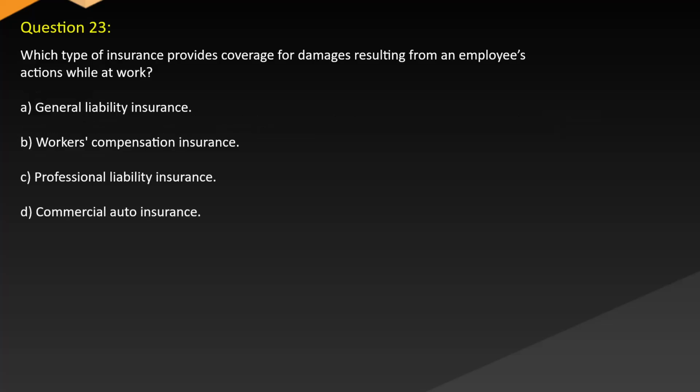Question 23. Which type of insurance provides coverage for damages resulting from an employee's actions while at work? A. General liability insurance. B. Workers' compensation insurance. C. Professional liability insurance. D. Commercial auto insurance.